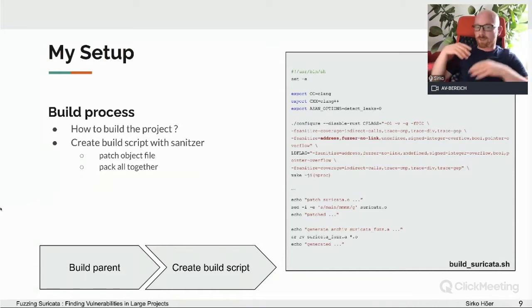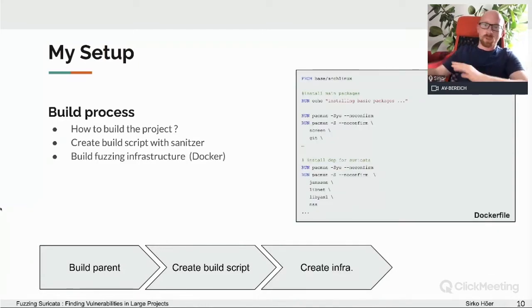So I have to patch this main out because of naming conflicts. The fuzzer brings its own main with it, and while compiling the targets, we have a naming conflict, which is bad. So I patched it with a simple sed command. And I also packed all object files into one archive file because we have over 600 object files.